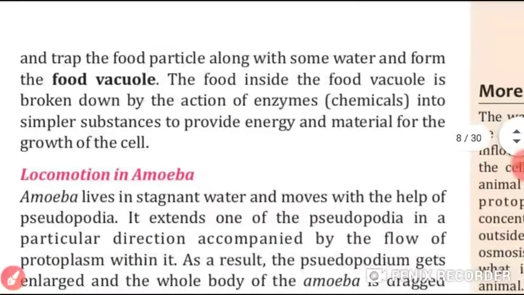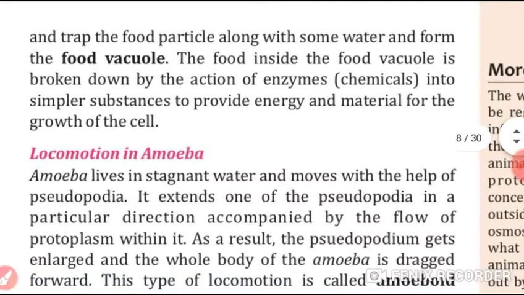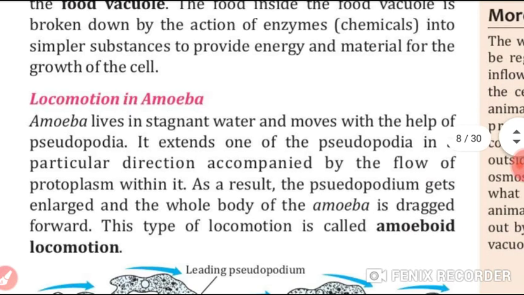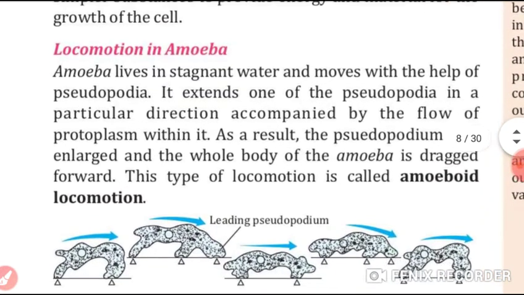And trap the food particle along with some water and form a food vacuole. The food inside the food vacuole is broken down by the action of chemicals. What is that called? Enzymes. Into which form? Into simpler substances. For what? To provide energy and materials for the growth of the cell, students.